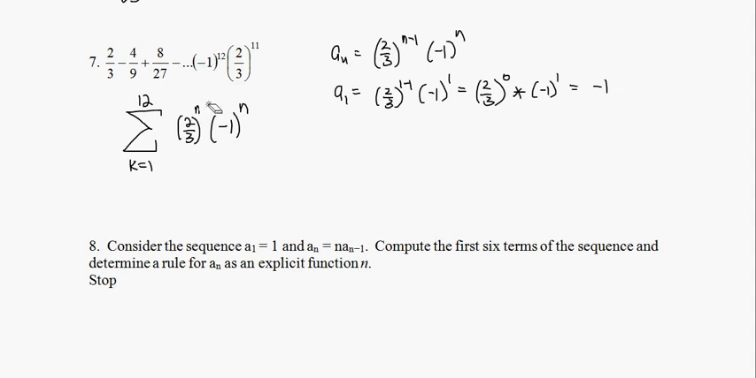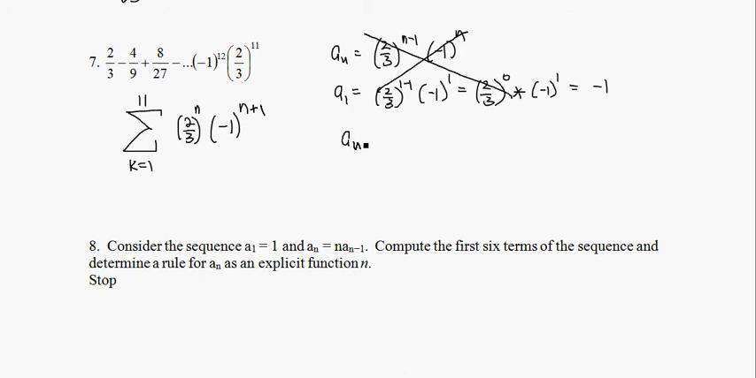Let's make this just n. And if I want this one to be 11, that means I don't want to stop at 12 anymore. Let's stop at 11. So now I have 2/3 to the 11th. That's what I want. I want negative 1 to the 12th power, so that would be plus 1. So this didn't work.